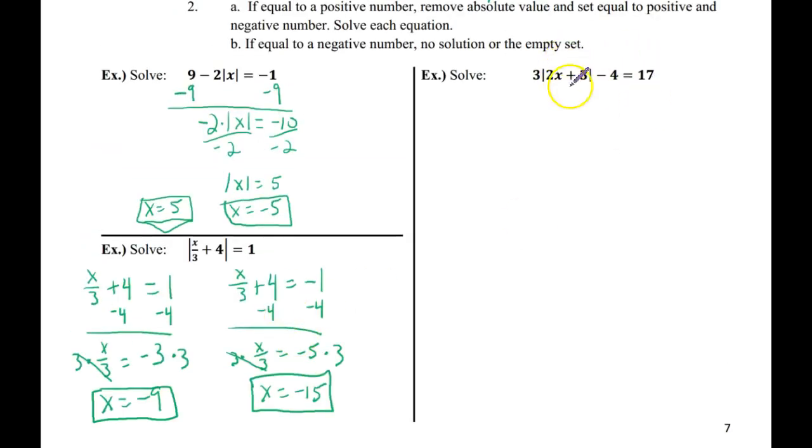Alright, here we are at this example. Remember, when we're solving an absolute value equation, our first step is to isolate the absolute value. I need to get this absolute value all by itself. So anything outside of it on the same side of the equation needs to be moved. So I undo add and subtract first. So I start by adding 4 to both sides.